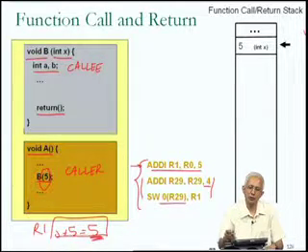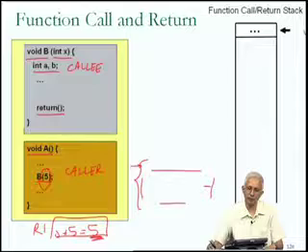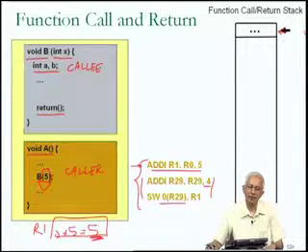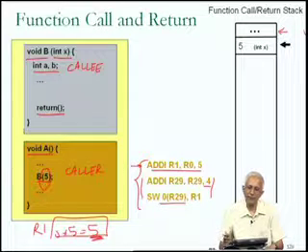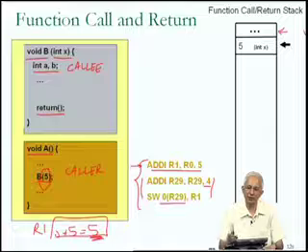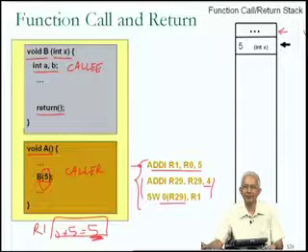So the stack pointer, which used to point over here before this sequence of three instructions, after the sequence of three instructions, 5 has been pushed onto the stack, and the stack pointer has been incremented. Therefore, the stack pointer is pointing at this current top of stack. So this is the pushing of the parameter onto the stack.